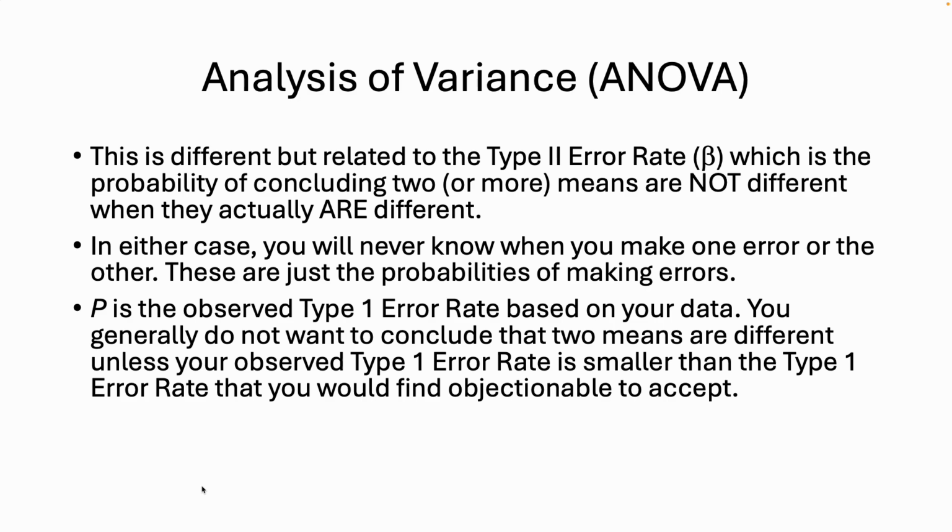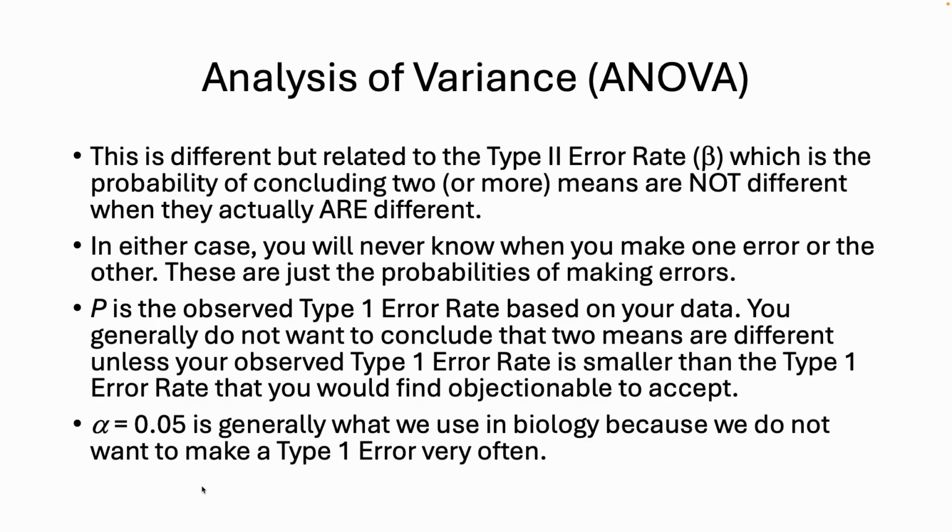Once again, these are just probabilities of making errors. P is related to alpha in that it's the observed type 1 error rate based on your data. You generally don't want to conclude two means are different unless your observed type 1 error rate is smaller than the type 1 error rate that you would find objectionable to accept. So once again, easiest to think about this in terms of an example. Generally, we use 0.05 in biology.